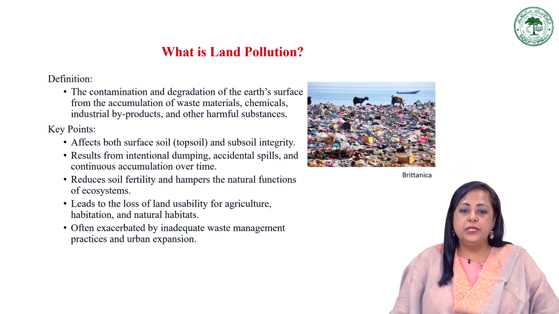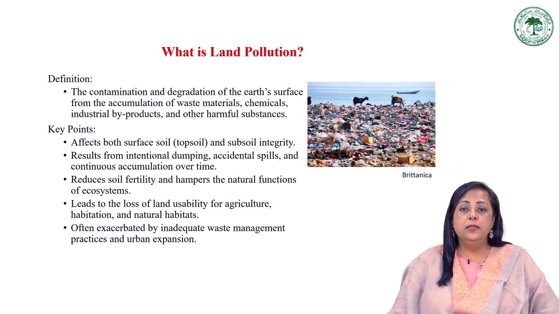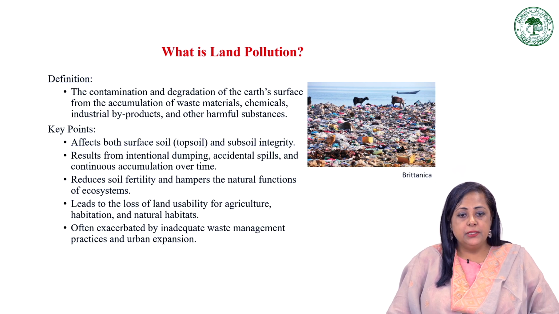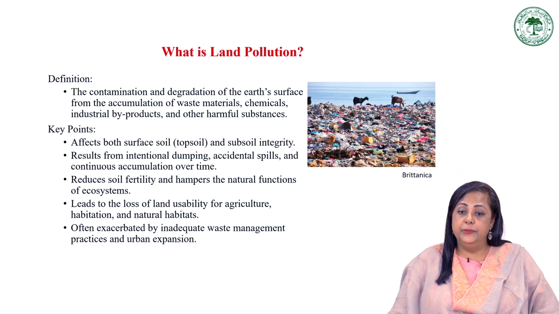So, the definition: the contamination and degradation of the earth's surface from the accumulation of waste material, chemicals, industrial byproducts, and other harmful substances. The key points: it affects both the surface soil, which is called topsoil, and the subsoil. So topsoil and subsoil both are affected by land pollution. It results from intentional dumping, accidental spills, and continuous accumulation over time. It reduces soil fertility and hampers the natural function of the ecosystem, leading to the loss of land usability for agriculture, habitation, and natural habitat, often exacerbated by inadequate waste management practices and urban expansion. So, the more the population, the more the garbage. We simply throw our waste like this without realizing who, how, and where it will be affecting.